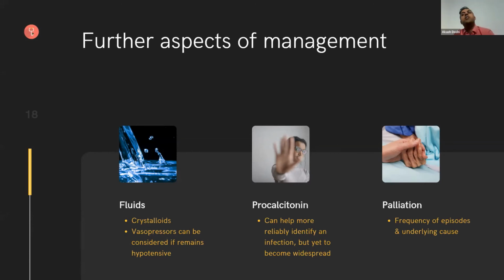CRP is not very specific for infection. It'll go up in any inflammatory state, gout, it'll go up in cancer, but procalcitonin is a little bit more helpful because it will go up in only a few things. And so if the procalcitonin goes up, you can be more convinced it's sepsis. In the future, it will be very helpful to guide us in terms of whom we give antibiotics to and whom we don't.